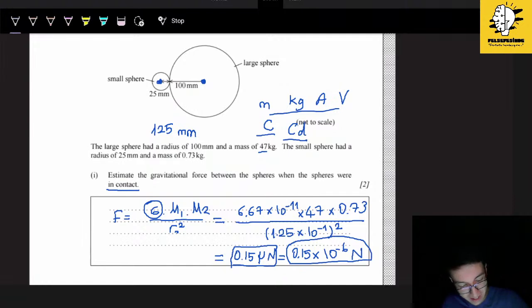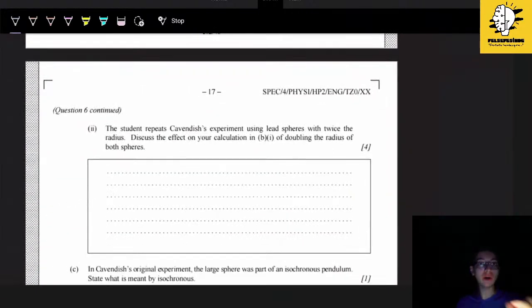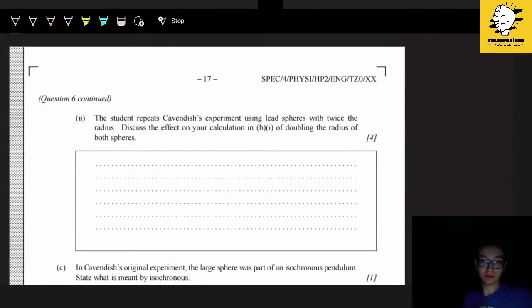Again, this next question is just perfect. It was about to become a paper 1 question, but somehow it became a paper 2 question. It is a very hard question, actually. You have to be very careful with this. Now, this student repeats Cavendish's experiment using lead spheres with twice the radius. Discuss the effect on your calculation in (b)(i) of doubling the radius of both spheres.